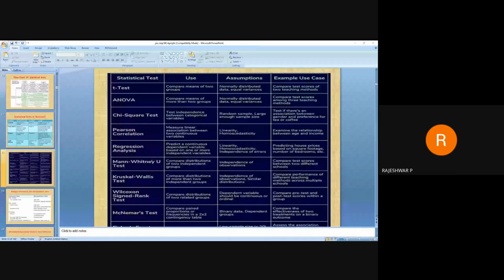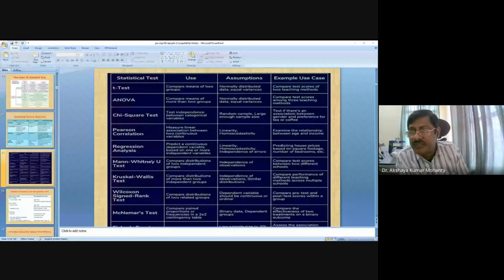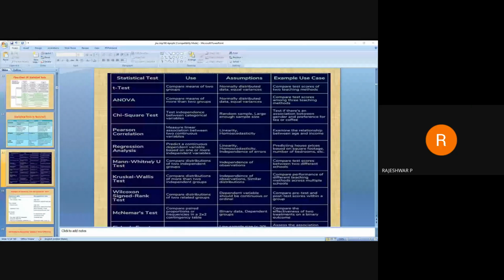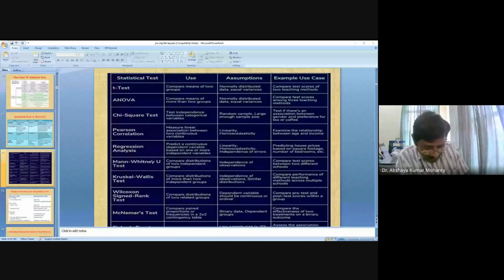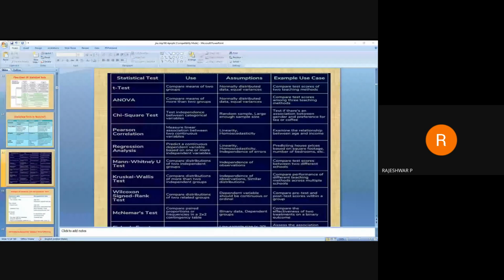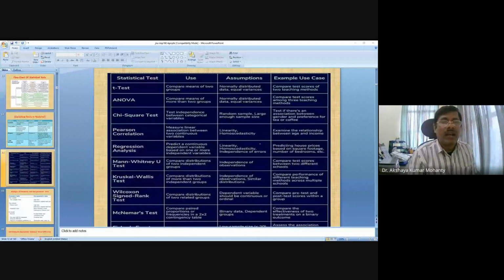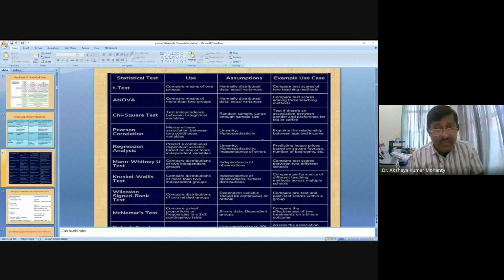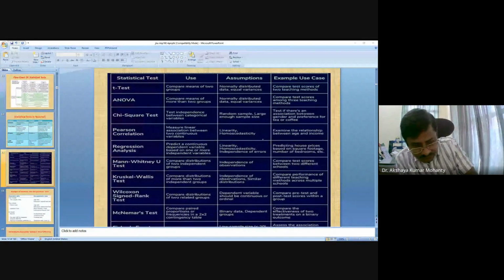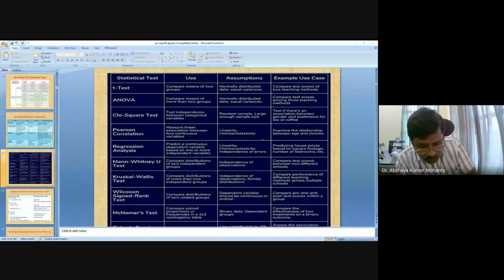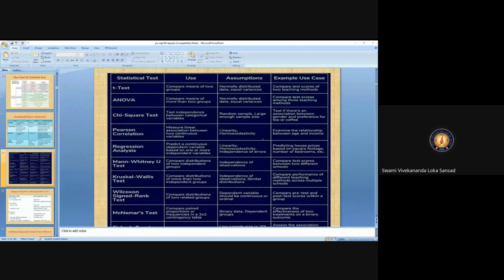Sir, yes, sir. Good afternoon, sir. Tell me, this is Rajeshwar. Sir, here chi-square, sometimes they are calling goodness of fit. Why, sir, goodness of fit? Okay, now you see. Chi-square, first of all, what is it? It is an independence test. Isn't it? The first principle is it is a test of independence. Already recently I told.